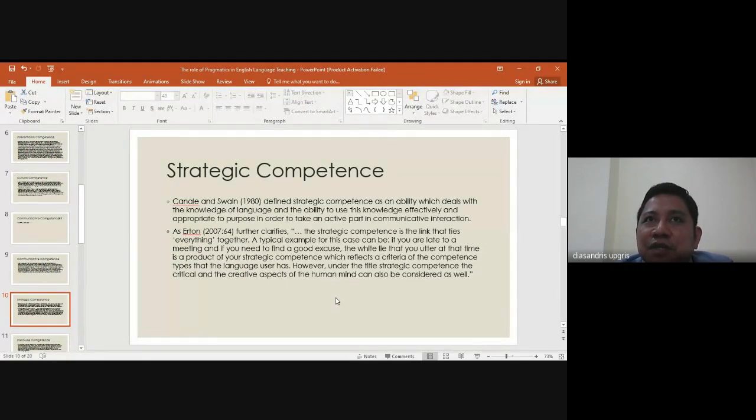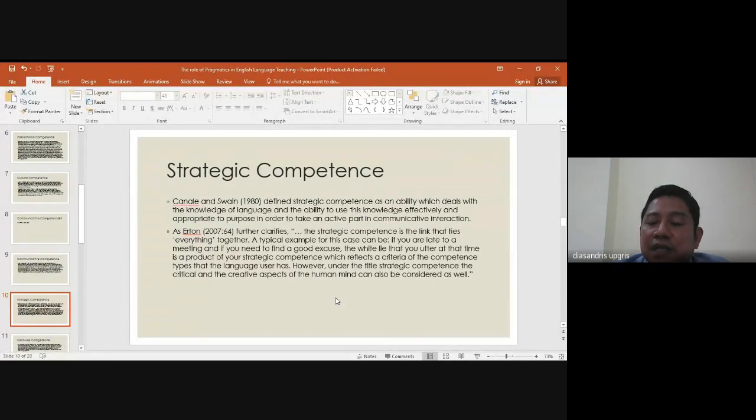So we need to have something like strategy, right? In making the communications, in gaining the communications, in maintaining the communications, right? That is the strategy. Further clarification: the strategy component is the link that ties everything together, right?